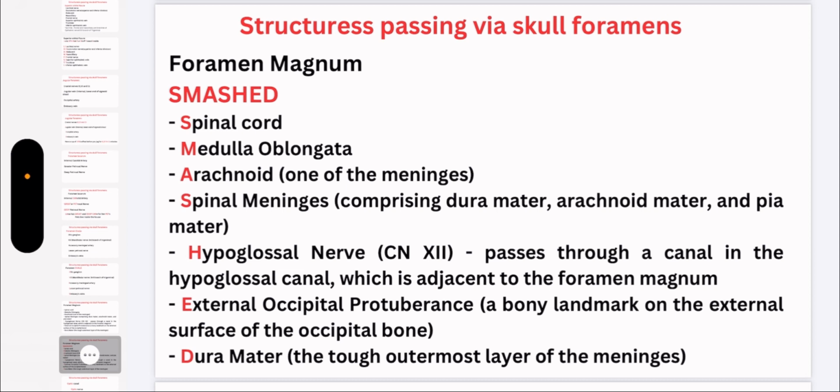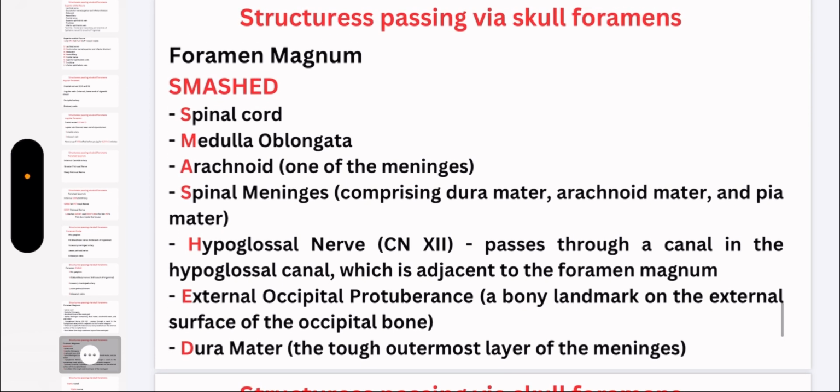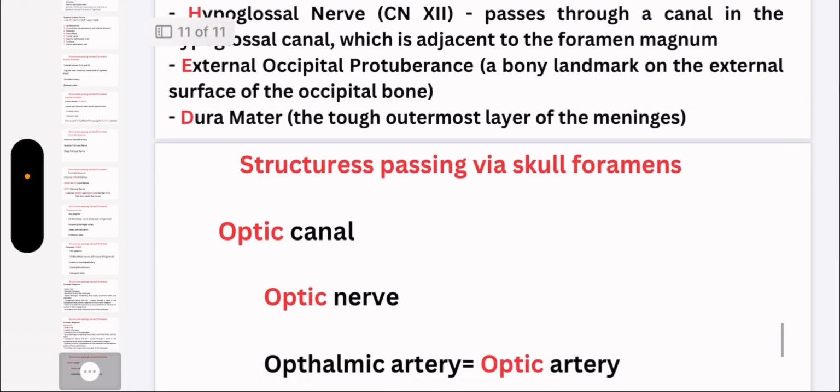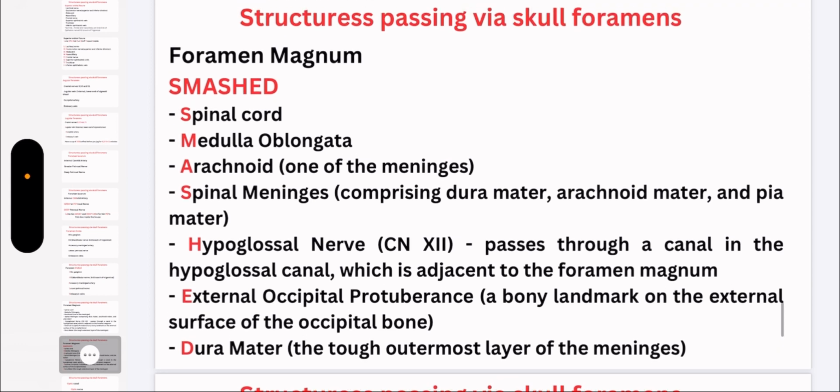Okay, foramen magnum, the word is SMASH. S for spinal cord, M for medulla oblongata, A for arachnoid, which is one of the meninges, S for spinal meninges, including the arachnoid. H for hypoglossal nerve, which, as I said, does not pass through the foramen magnum, but passes via the hypoglossal canal, which is very close to the foramen magnum, as I will show in the picture in a minute.